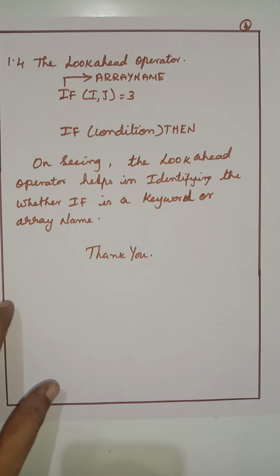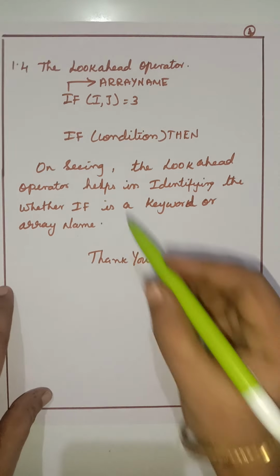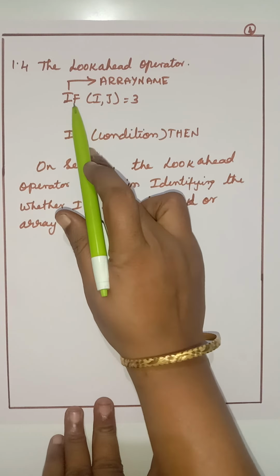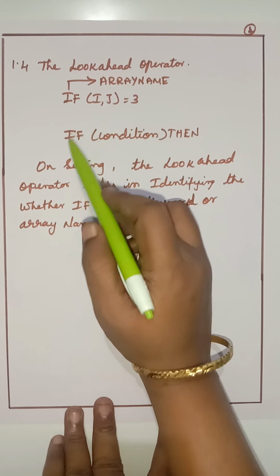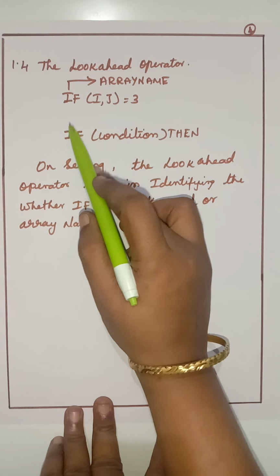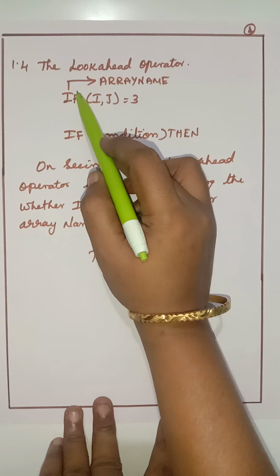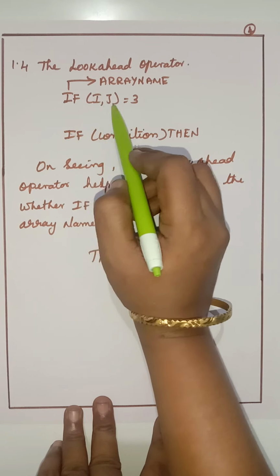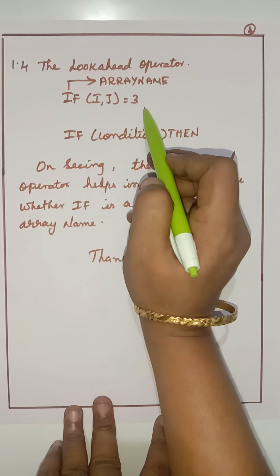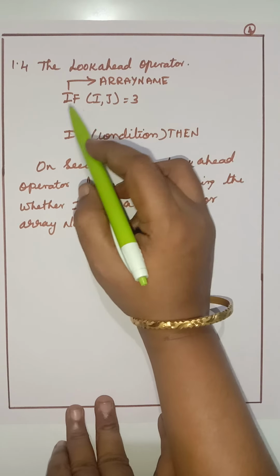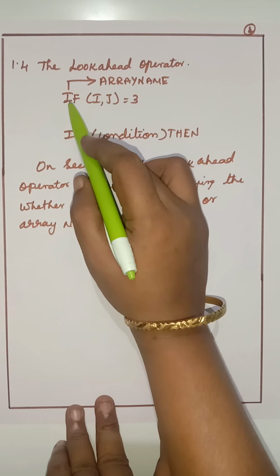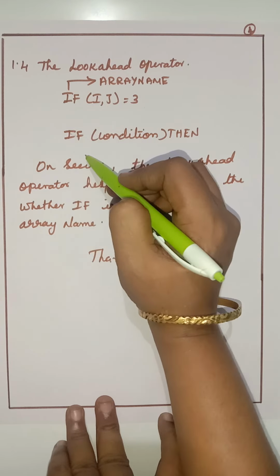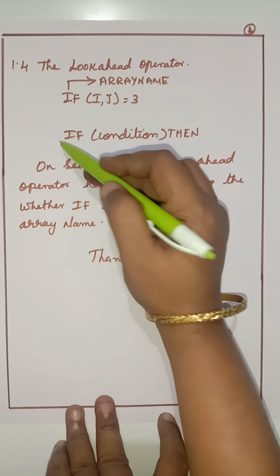The next topic is the lookahead operator. Let me consider two different instructions in a Fortran program: IF(I,J) = 3 and IF(...). In one case IF is a keyword, and in the other IF is not a keyword, it is an array name followed by a 2-dimensional index. Let us consider how the compiler is going to differentiate these two, the array name and the keyword.